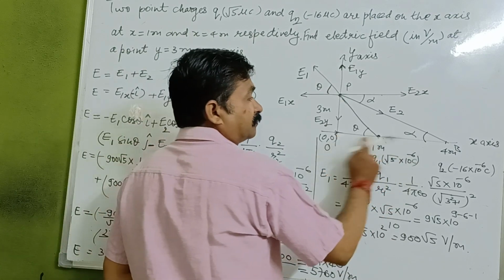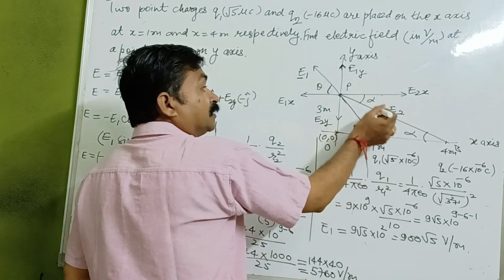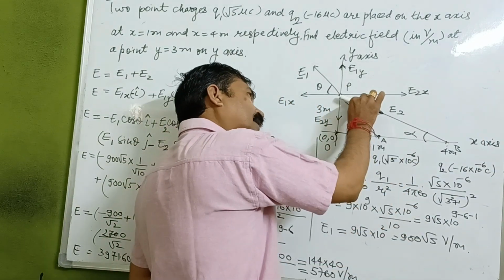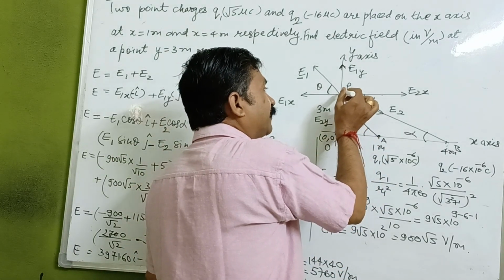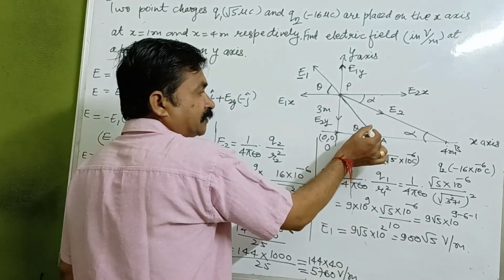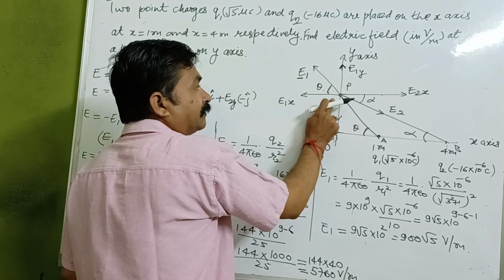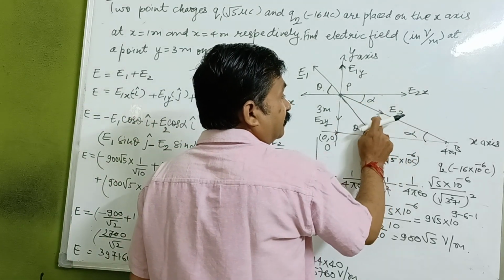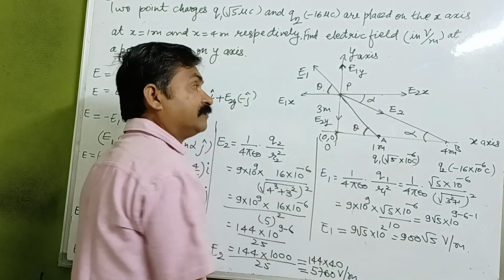Another charge which is kept here at B is minus 16 into 10 raised to the power minus 6 coulomb. Because this is a positive charge and this is a negative charge, the electric field will be acting in this direction. Both electric fields act in different directions. We have taken the angle as theta, so E1 makes an angle theta with the horizontal. Similarly, E2 also makes an angle alpha with the horizontal.